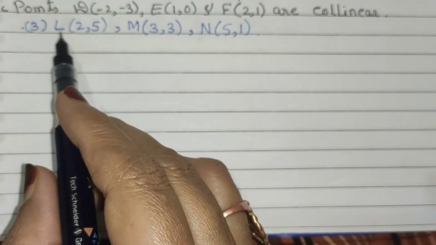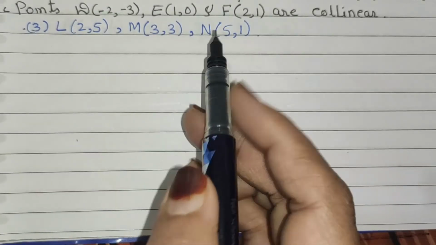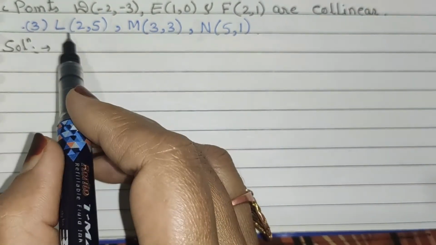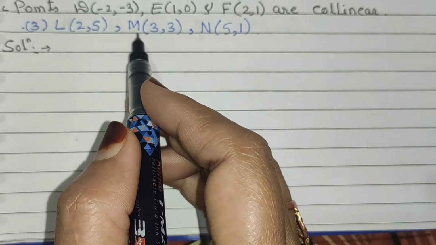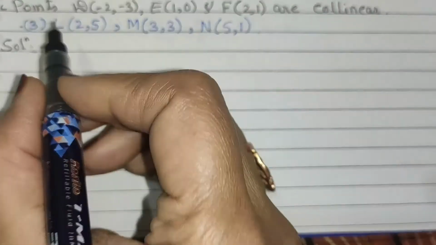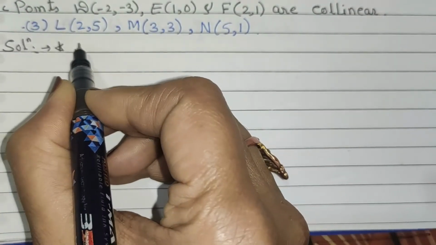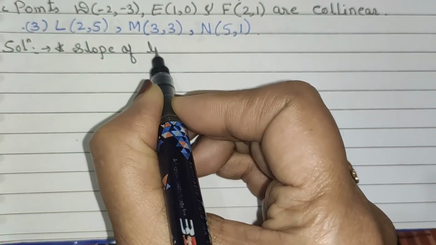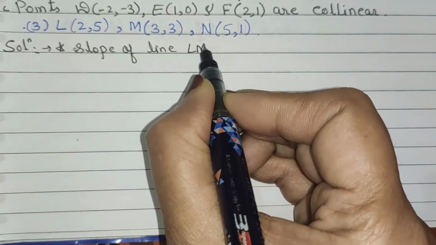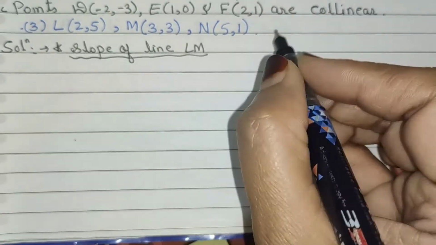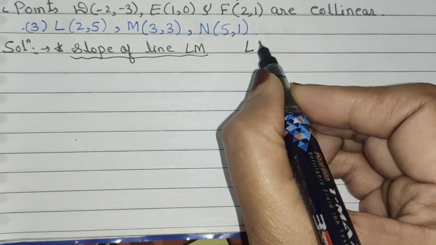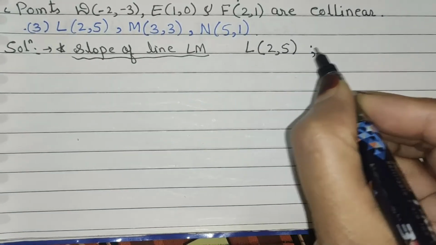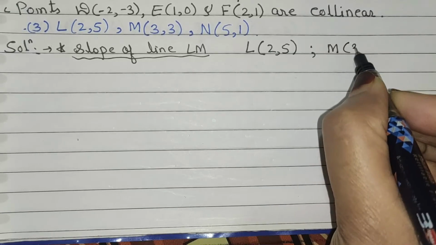Determine whether the points L, M, N are collinear. Therefore first find out the slope of line LM and then slope of line MN. Therefore first slope of line LM. Now for slope of line LM, write down the coordinates of point L are (2, 5) and the coordinates of point M are (3, 3).